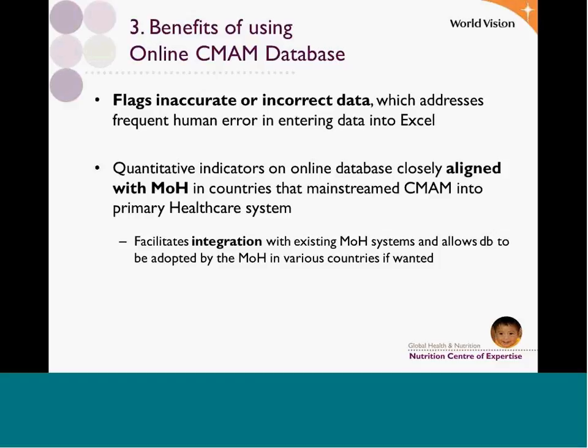The example is, let's say, 5 children were admitted into the program that month, but then the total of 7 females, and so there were 9 children actually admitted, then they would be flagged on the online database, and it would say this is inconsistent, and we could fix it.